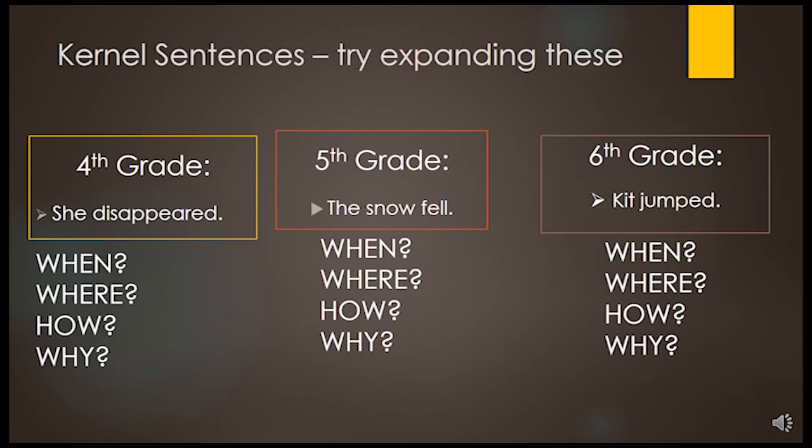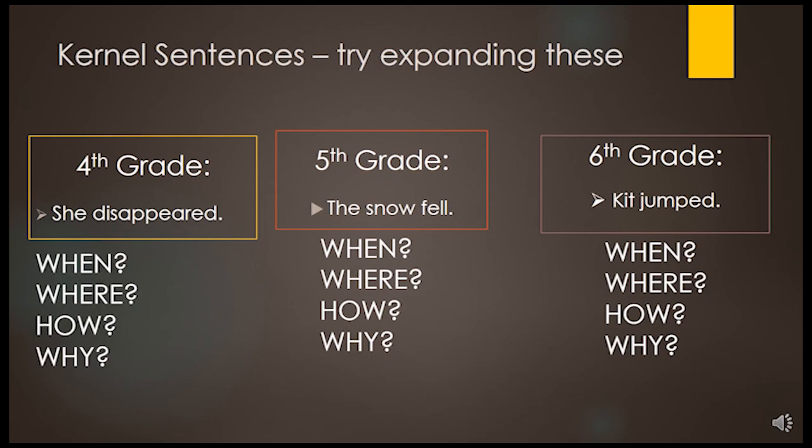All right, for fourth grade, your sentence is she disappeared, and you should have just the words when, where, how, and why underneath. That is it, just those question words. Fifth grade, your sentence is the snow fell, and then you've got the words when, where, how, and why. Sixth grade, your sentence is Kit jumped, and then when, where, how, and why.